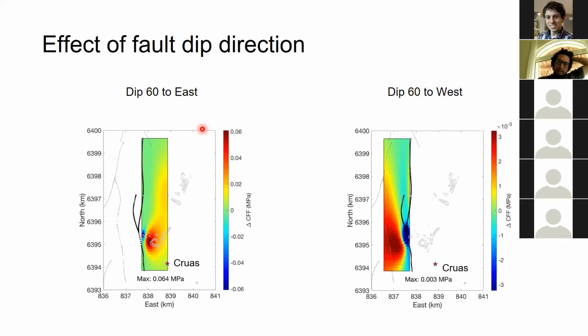Now we have also evaluated a scenario, a conjugate fault that has the same surface trace but dipping to the west. As you can see here, this scenario has a much smaller change of Coulomb stress that falls in the range of tidal stresses. So we conclude that the stress change on a possible conjugate fault dipping to the west from the quarry activity can be viewed as negligible.